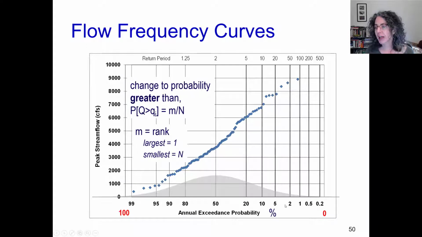A benefit to having exceedance probability on the horizontal is that it lets us get a look at the return period in an understandable way across the top. So the return period is the average interval between exceedances of a particular value, and return period is equal to 1 divided by exceedance probability. So 1 divided by 5% or 0.05 is 20. 1 divided by 1% or 0.01 is 100.